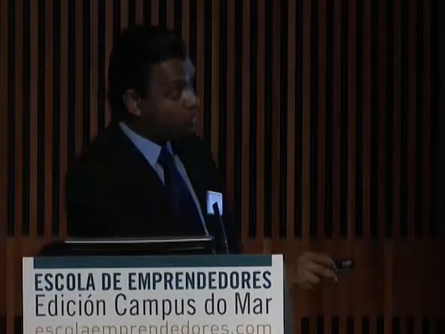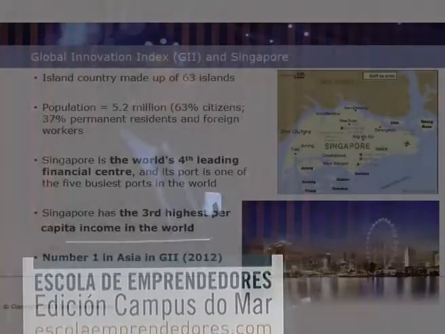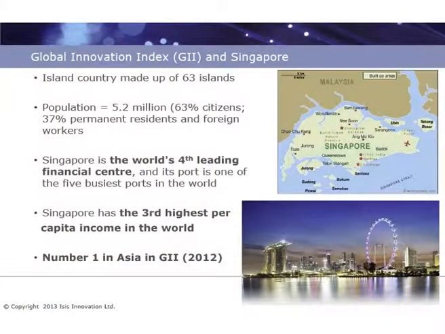But you have to look at Singapore's strategy here. It's quite breathtaking and would address problems in most countries. It's an island country made of 63 islands, just south of Malaysia, very small country, 5.2 million people, 63% citizens, 37% permanent residents and foreign workers. So they attract a lot of skills from the external world. World's 4th leading financial center. How did they get there? 3rd highest per capita income in the world. How did that happen? Number 1 in Asia, leading in Asia, on top of Japan, China, and all the other countries in the Global Innovation Index 2012.